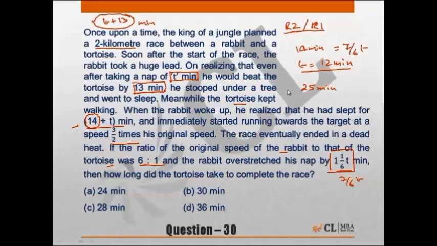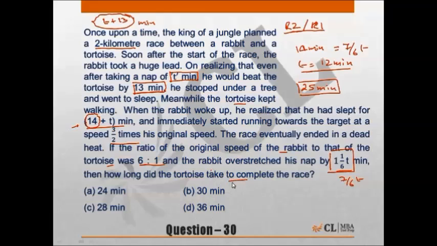If the rabbit had not slept at all, had he continued running, he would have beaten the tortoise by 25 minutes. Okay? That means if he would have finished the race in 5 minutes, the tortoise would have come back in 30 minutes. Had the rabbit completed the race in 10 minutes, the tortoise would have completed the race in 35 minutes. Okay. The question is, how long did the tortoise take to complete the race?